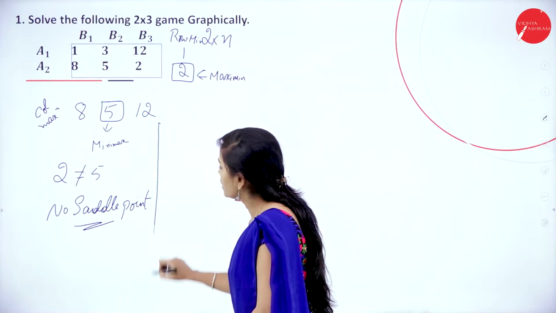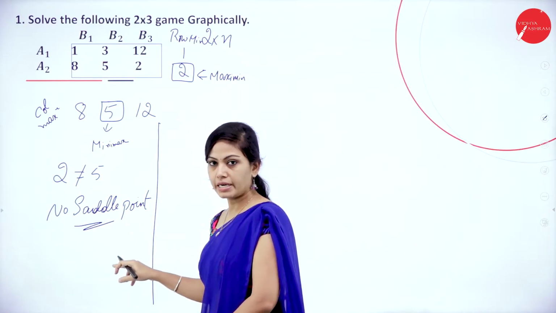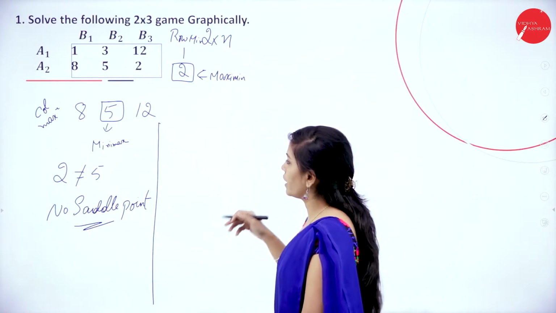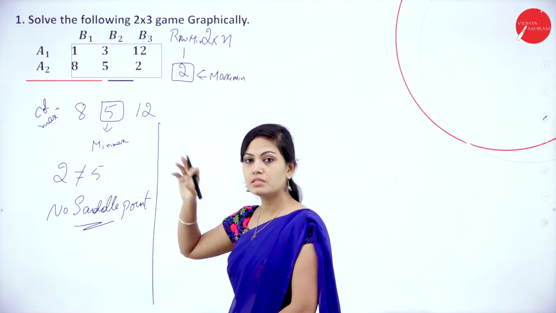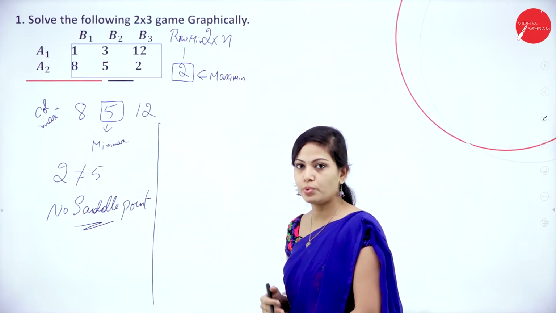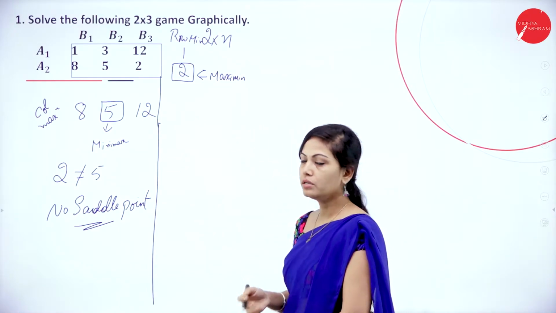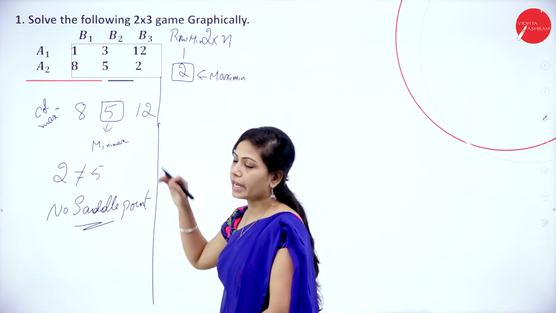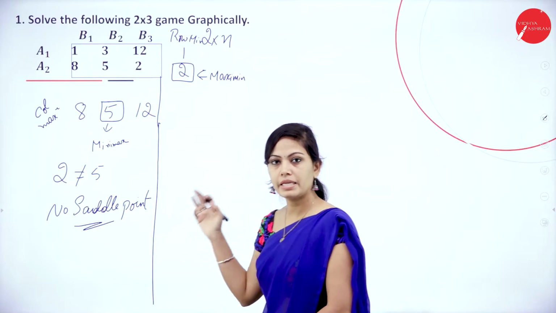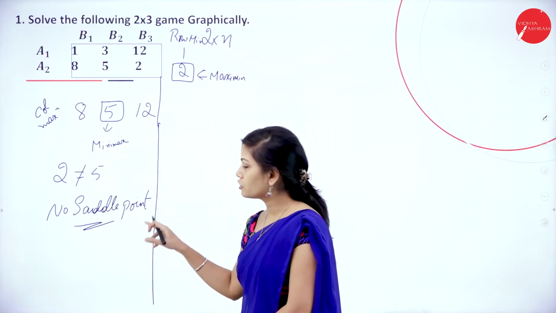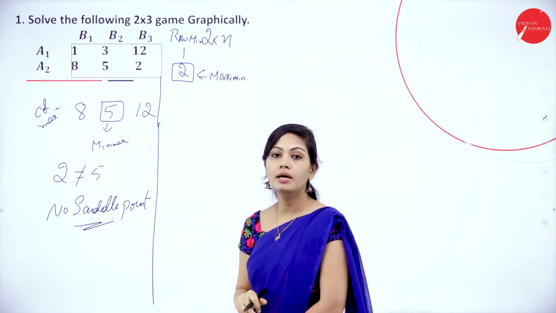Clear? So in my previous session I discussed that if you do not get a saddle point, by using the formula we can find the optimal strategy for player A and player B. That is the formula with P1, P2 and Q1, Q2, right? Now I am not applying that formula, but I will use the graphical method for solving the optimal strategy for player A and player B. If there is no saddle point, you can continue this problem by the graphical method.